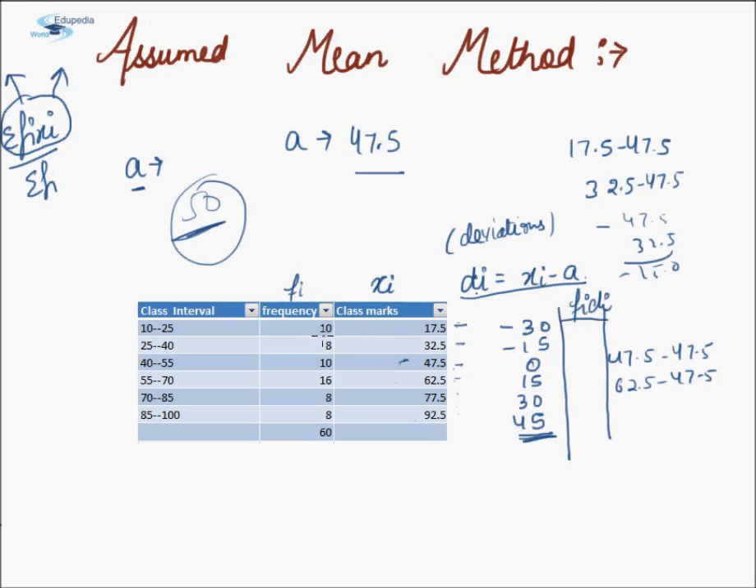On multiplying minus 30 by 10, we will get minus 300. On multiplying 8 by minus 15, we will get minus 120. And here we will get 0. On multiplying 16 with 15, we will get 240. 8 multiplied by 30 will again be 240, and 8 multiplied by 45 will be 360.